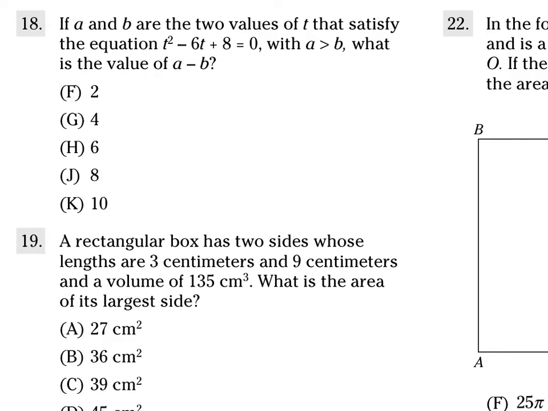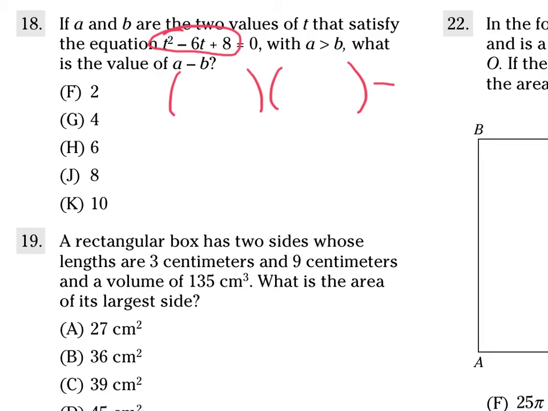If a and b are the two values of t that satisfy the equation t squared minus 6t plus 8 equals 0, with a greater than b, what is the value of a minus b? Okay, well, for 18 you've got to factor the left side of the equation. So we're going to factor this out like this.